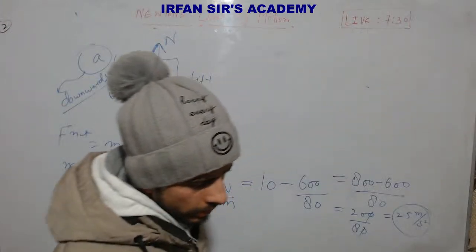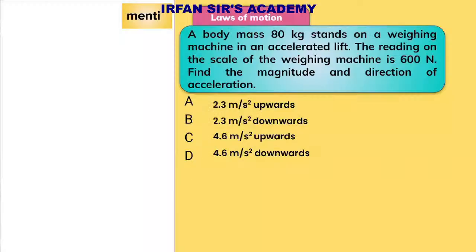The answer is option number, around 2.3. The option that is matching will be 2.3 meter per second square. It will be downwards, not upwards. A and B, the values are the same, but the direction is different. Is that clear to you? Okay.